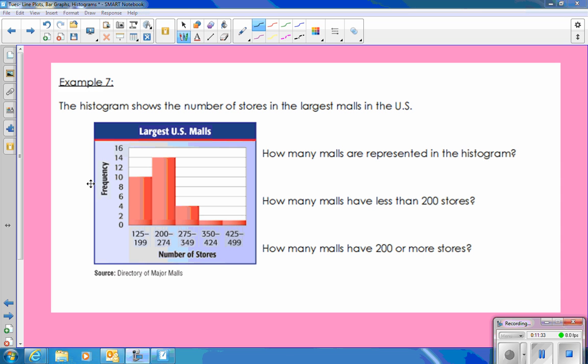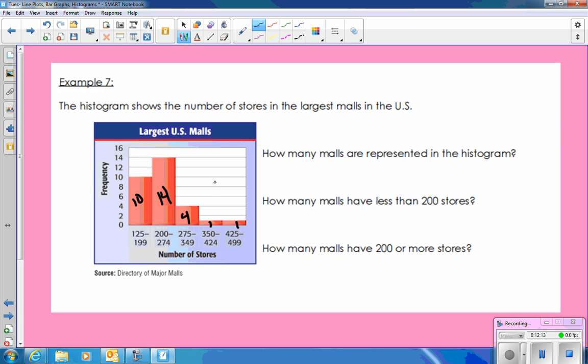The next example shows a histogram that's already completed. And what we're looking at is how many malls are represented in the histogram. So this is the number of stores, and this was the frequency of the time that it occurs. This one's a little tricky because what it's saying is that we have 10 malls that have this many stores. And we have 14 malls that have this many stores. We have 4 malls that have that many stores. There's one mall that has that many stores and one mall that has that many stores.